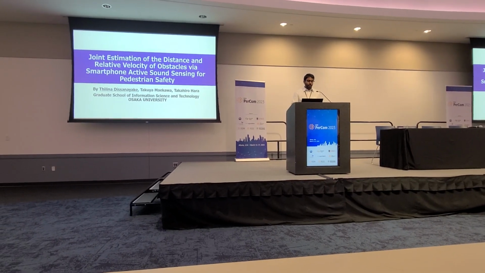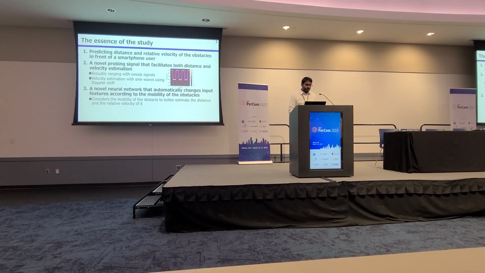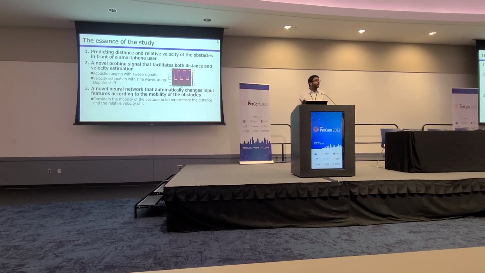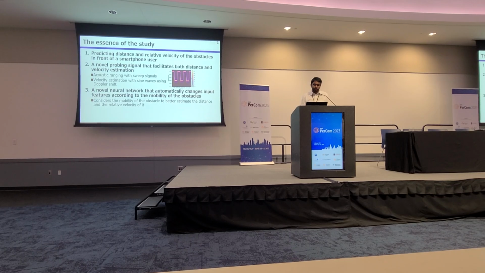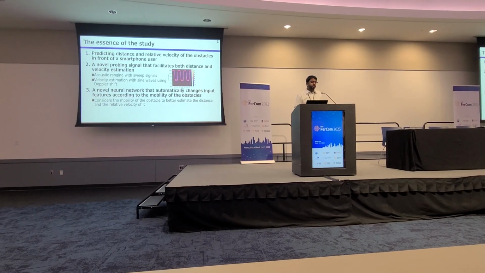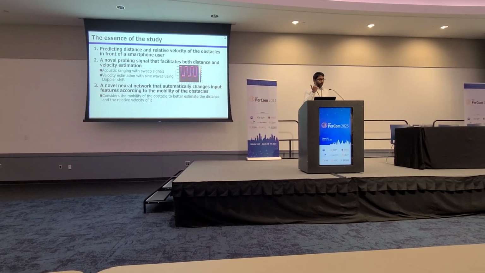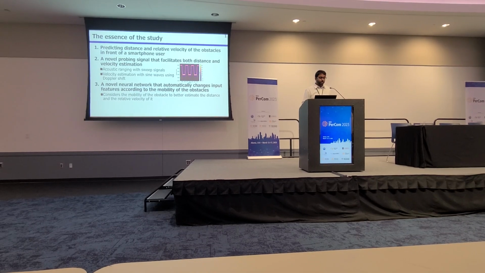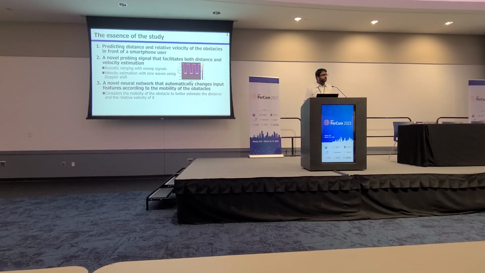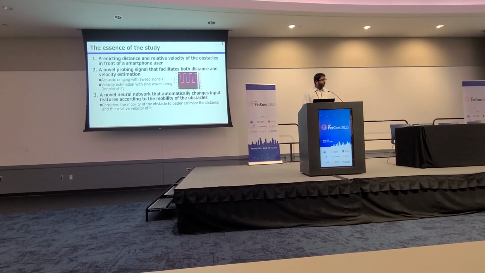of obstacles via smartphone active sound sensing for pedestrian safety. This is the essence of our study. First, we try to predict both the distance and the relative velocity of oncoming obstacles in front of a smartphone user using active sound sensing. We also propose a novel probing signal that facilitates both distance and velocity estimation, using sweep signals as well as sine waves.